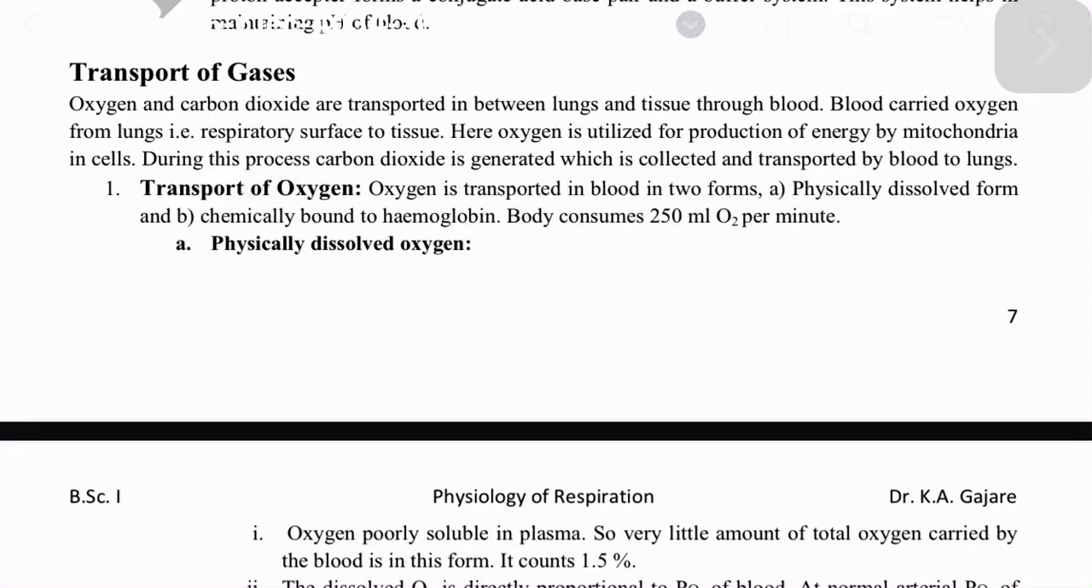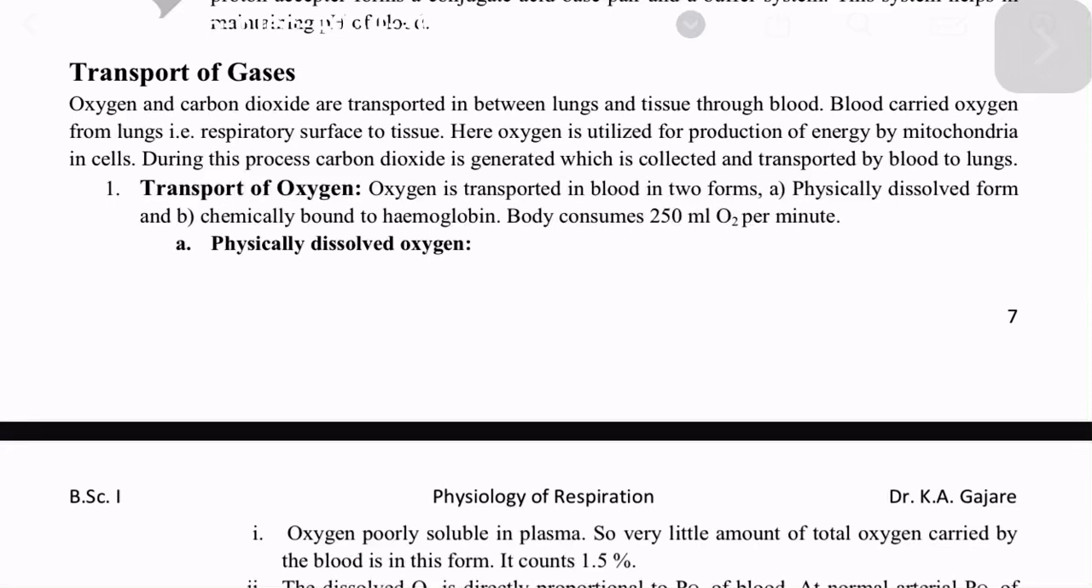It helps in maintaining the pH of blood and in the transport of gases. Oxygen and carbon dioxide are transported between lungs and tissue through blood. Blood carries oxygen from the lungs, i.e. the respiratory surface, to tissue. Here oxygen is utilized for production of energy by mitochondria in cells. During this process carbon dioxide is generated, which is collected and transported by blood to the lungs.